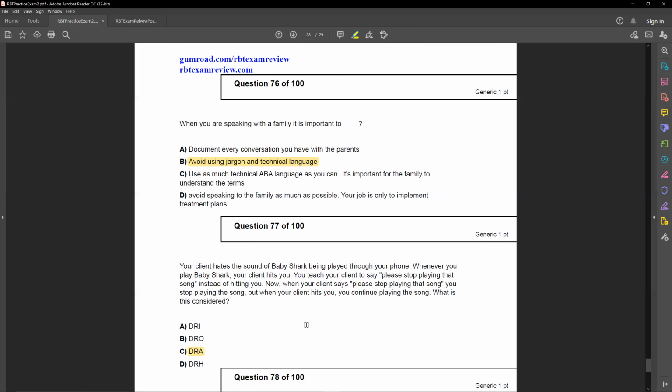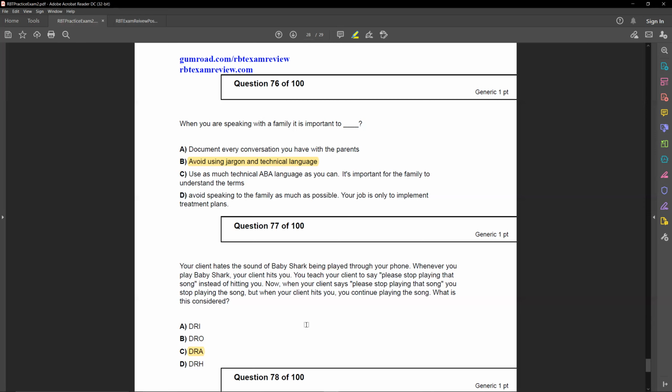Start with DRO. Are we reinforcing in the absence of a behavior? Okay. Is there no replacement behavior being taught? Then it's probably DRO. Then you go to, is there a replacement behavior being taught? If so, is it incompatible with the behavior we're getting rid of? If it's incompatible, it's DRI. If it's not incompatible, it's DRA. Okay. So keep that in mind when doing differential reinforcement questions.